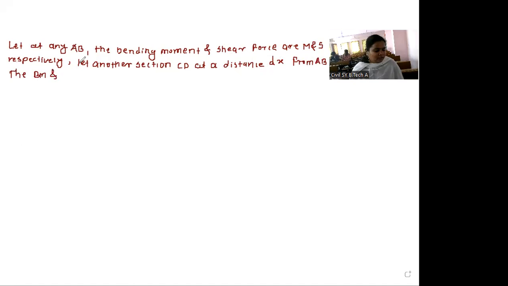The bending moment and shear force are M and S for section AB. For the CD section, we have to calculate the bending moment and shear force. So for this CD section, the bending moment and shear force are M plus dM and S plus dS respectively.